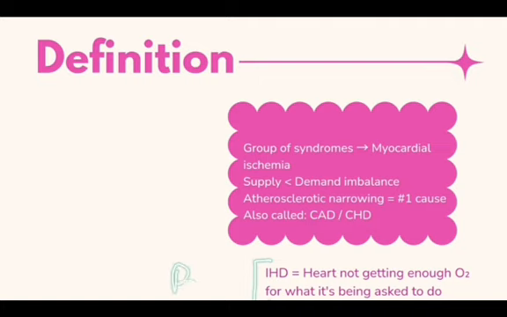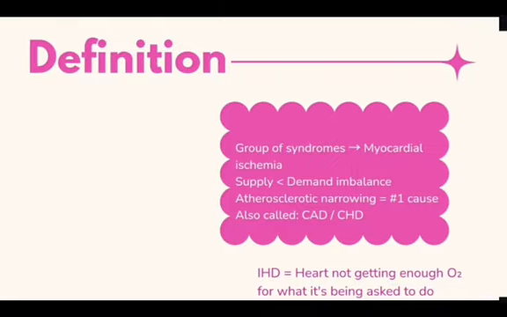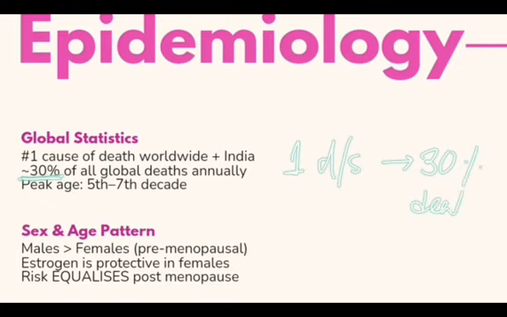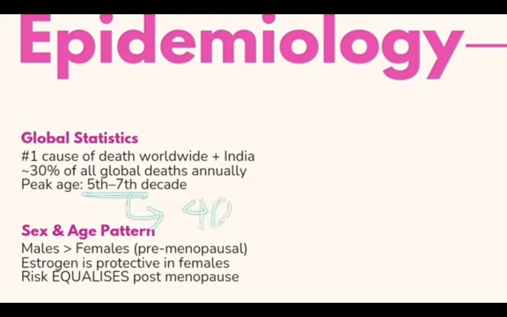So you should remember the basics of ISD, that the heart does not get enough oxygen to perform its function. Now before we go deeper, let's start learning about epidemiology, because numbers are always wild. ISD is the number one cause of death, and it's not just in India, it's worldwide. It accounts for roughly 30% of global deaths every single year. One disease and 30% of deaths.